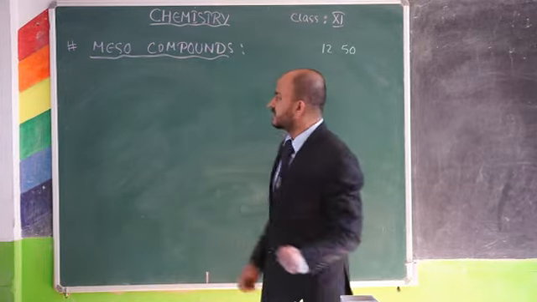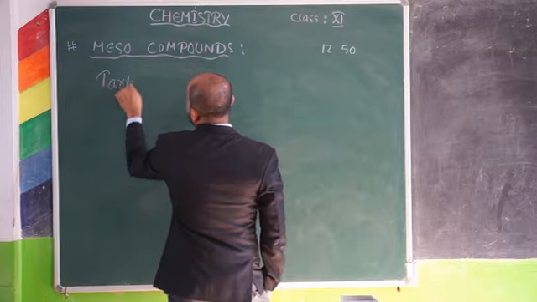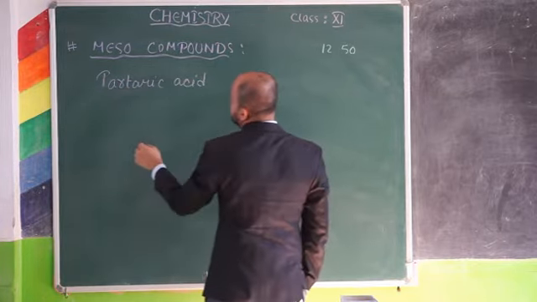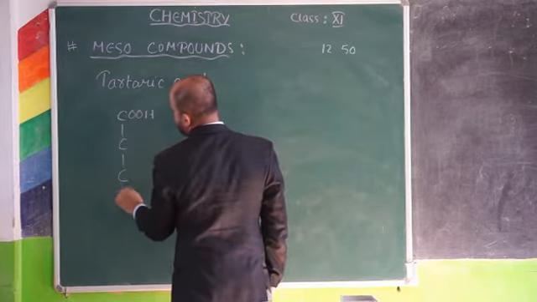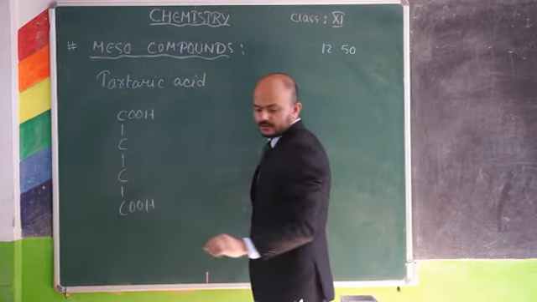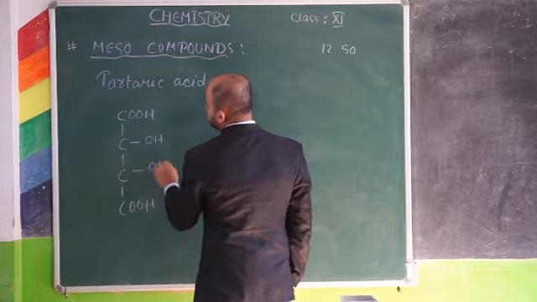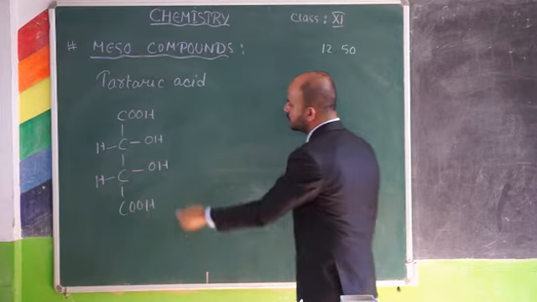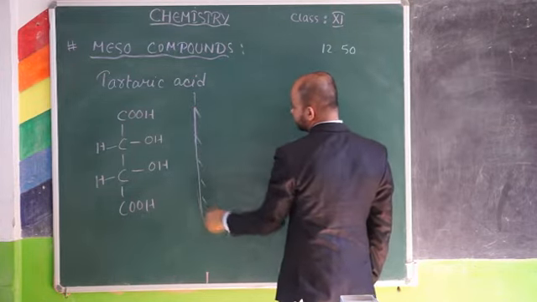So let me give you an example. The example is tartaric acid. So tartaric acid, the formula for tartaric acid is, we have COOH and OH on both sides. Here you have OH, H and H. So if you draw the mirror image of this one, then what do you find?